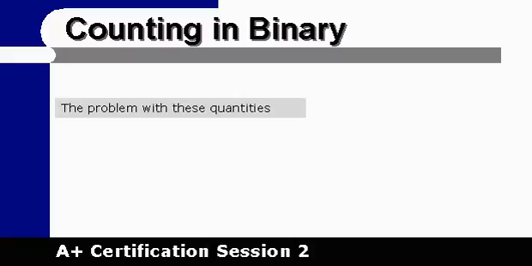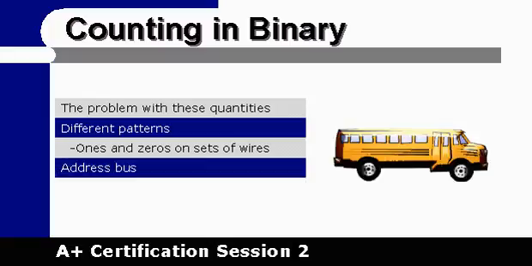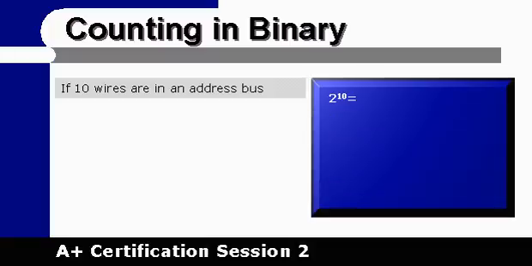The problem with these quantities is people need to appreciate that we're talking about different patterns of ones and zeros on sets of wires. Remember, it's the address bus that actually lets us access the amount of RAM. So, for example, if I've got 10 wires in an address bus, we use the mathematical function 2 to the 10th power to get the number 1024. That means if I've got 10 wires, I've got 1024 different combinations of ones and zeros that I can use.